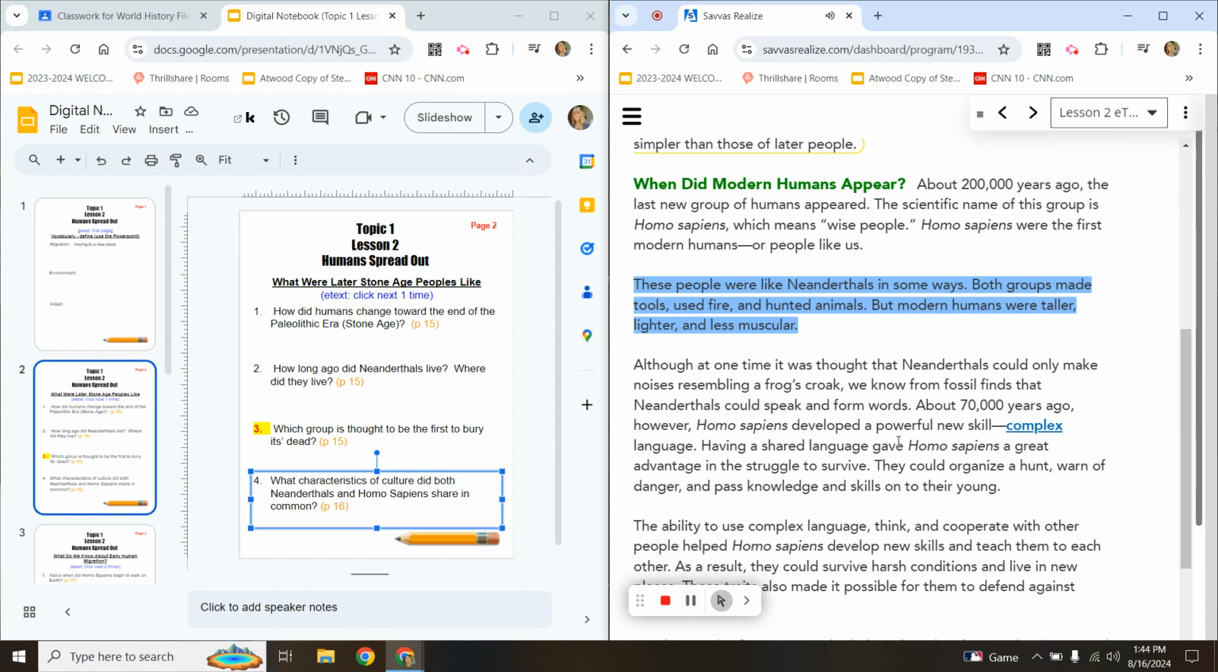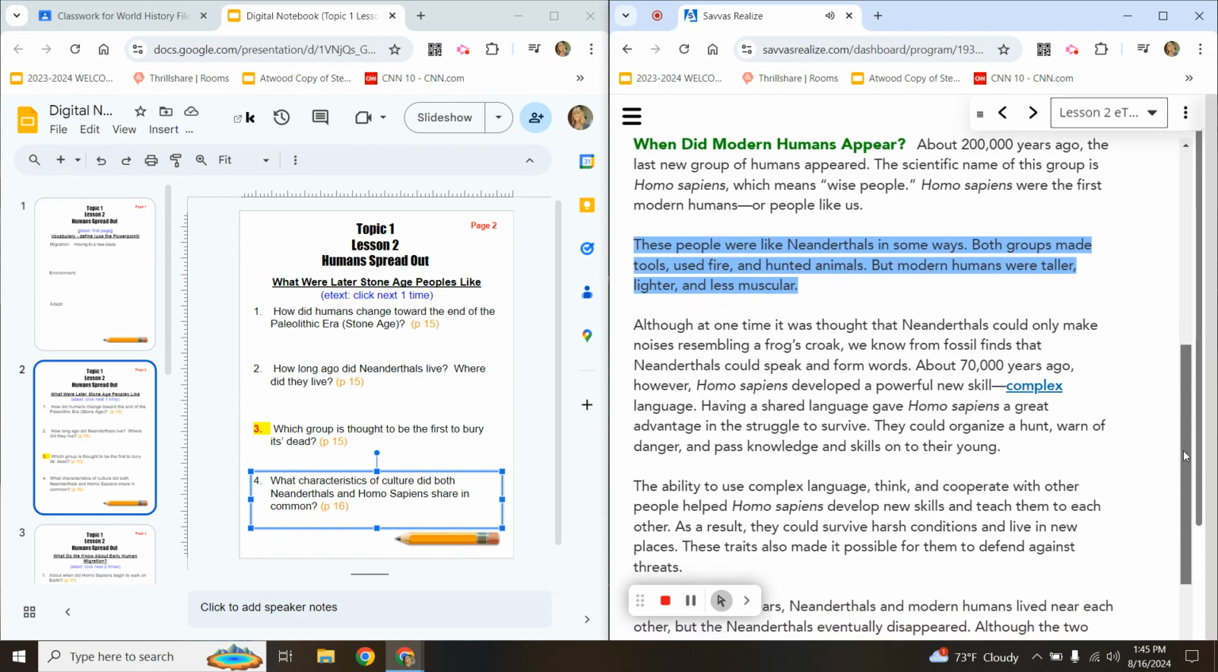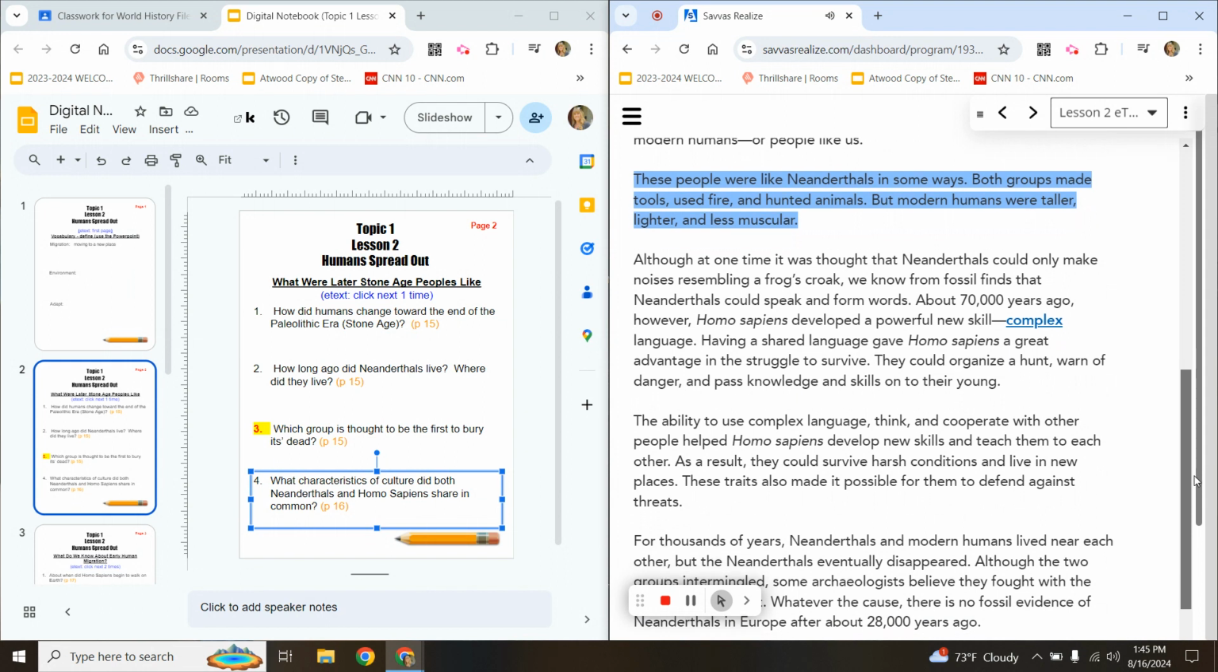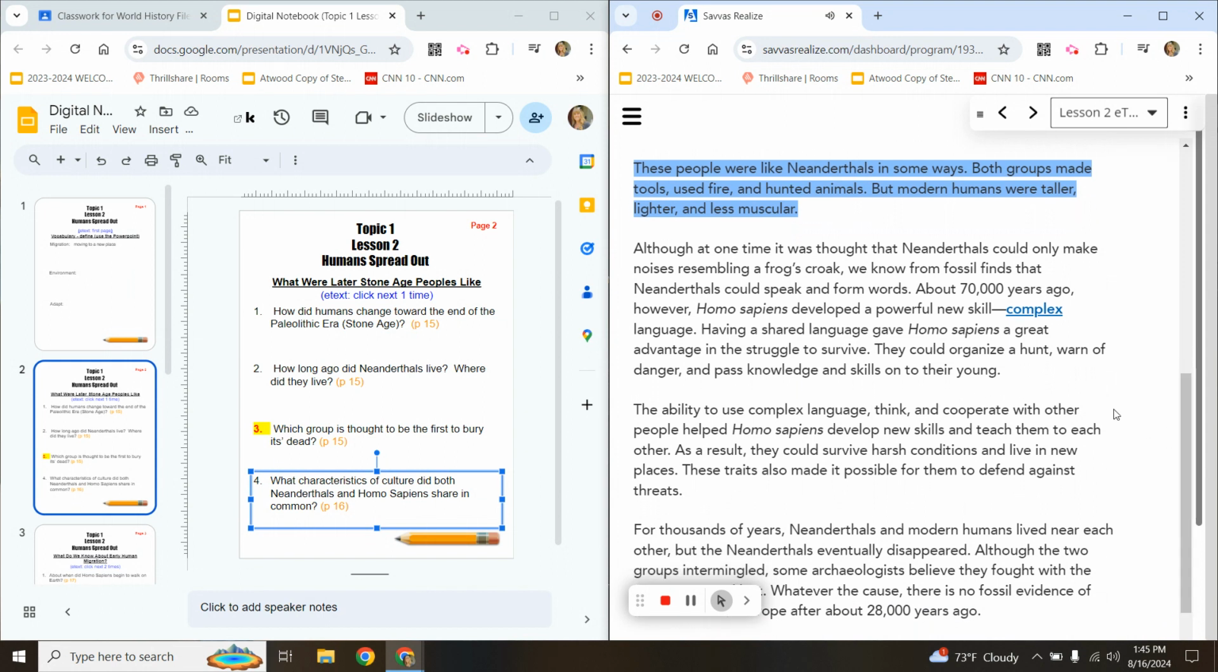When did modern humans appear? About 200,000 years ago, the last new group of humans appeared. The scientific name of this group is Homo sapiens, which means wise people. Homo sapiens were the first modern humans, or people like us. These people were like Neanderthals in some ways. Both groups made tools, used fire, and hunted animals. But modern humans were taller, lighter, and less muscular.